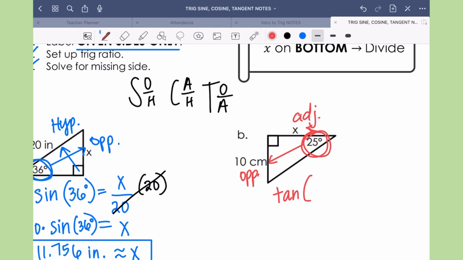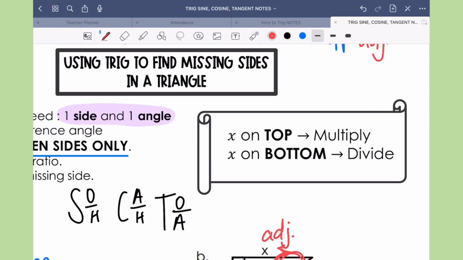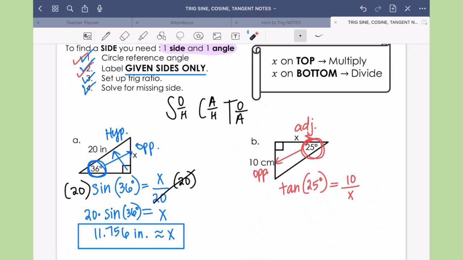So the tangent of how many degrees? What's the angle? 25. Is equal to opposite over adjacent. 10 divided by x. So this one looks a little different because my x is in the bottom. But that's why I created this little scroll to help us. If your x is on the top, you will have to multiply. So the first one we did, you notice how my ratio ended up with an x at the top. What was the strategy I had to do? Multiply it.